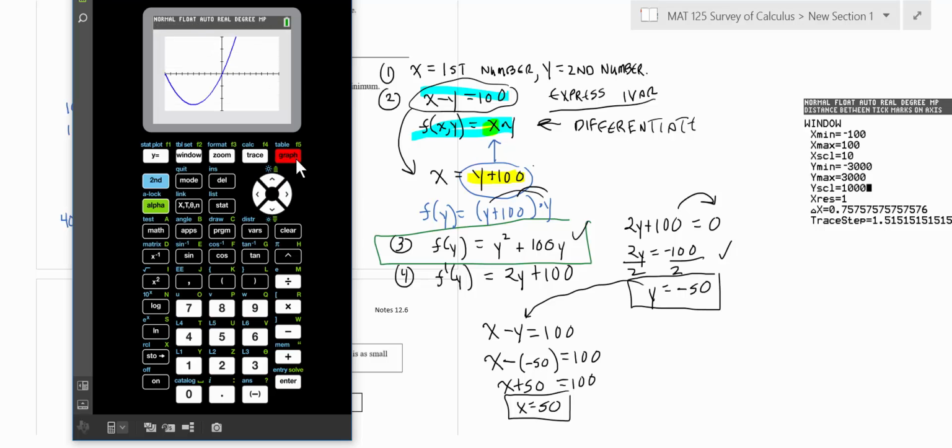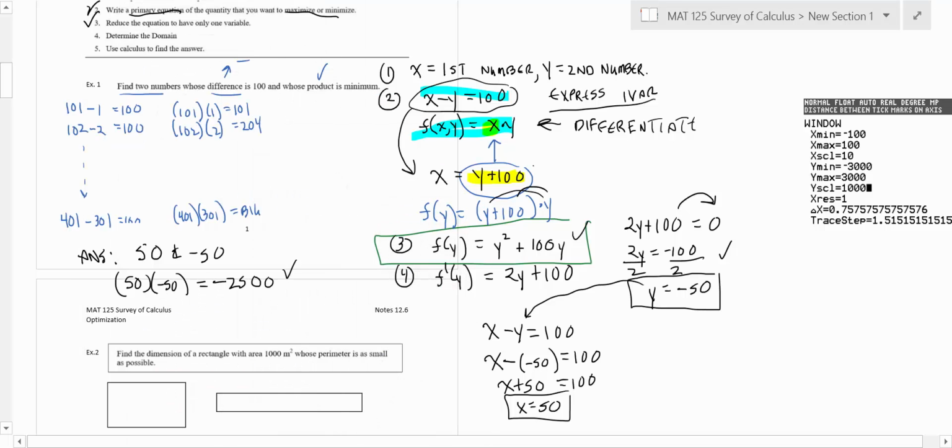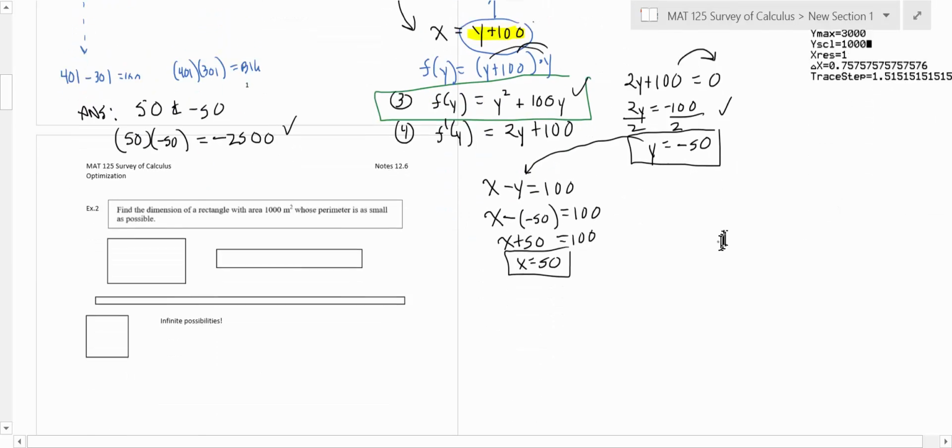So if you know something about spreadsheets, you could set it up so you just have your two numbers that are a difference of 100, have a column for the product, and you'll find negative 2,500 is where it happens. Does that make any sense? Okay. These problems can be a little rough to learn. They can. So I'm going to do the next one here.